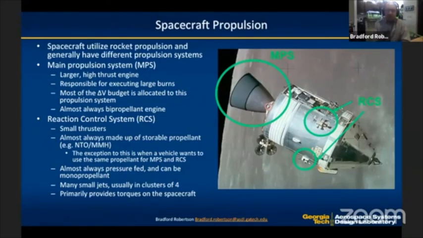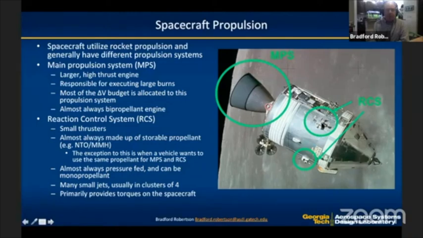Spacecraft propulsion. In-space systems generally have two propulsion systems, especially these large crewed systems. There's usually a main propulsion system. This is the Apollo command module and service module. The main propulsion system has your high thrust rocket engine to do your large burns. You don't want to do that with small burns unless it's an electrical system, because you'll have a lot of delta V losses, which leads to even more propellant needed. This is almost always a bipropellant engine.